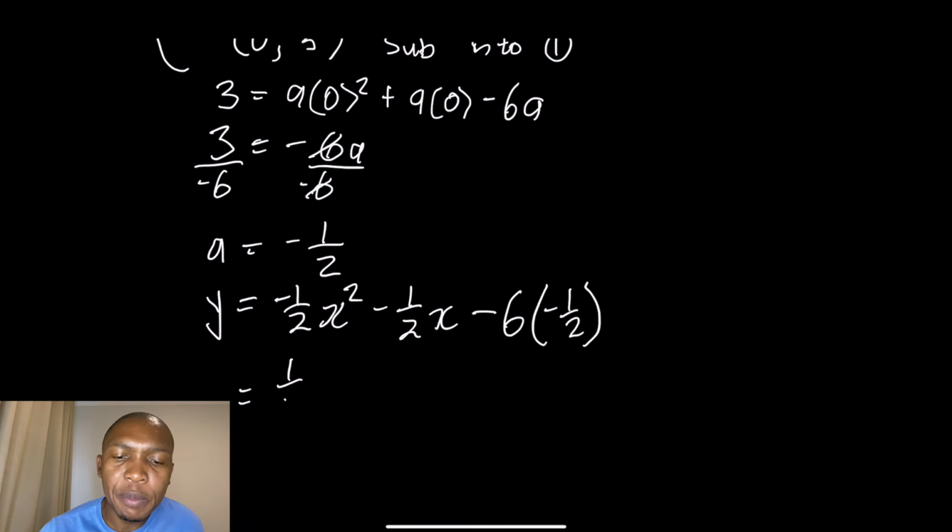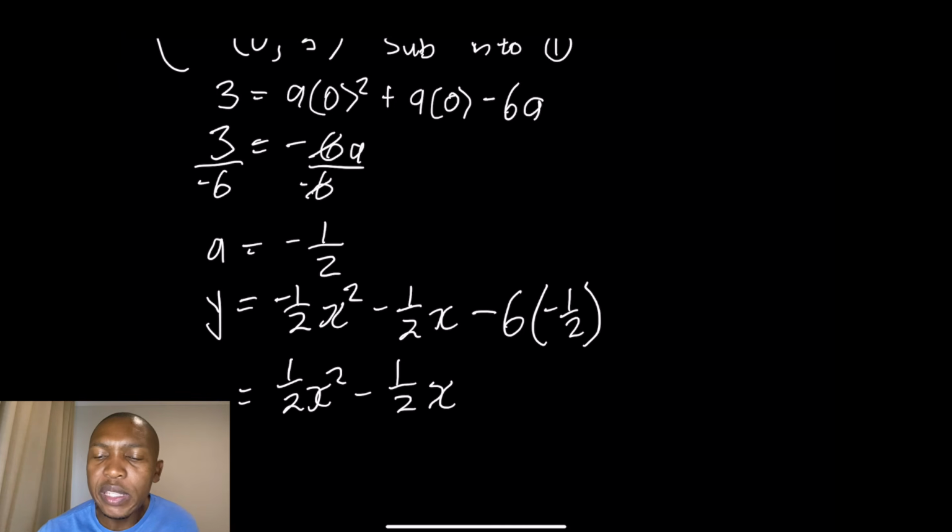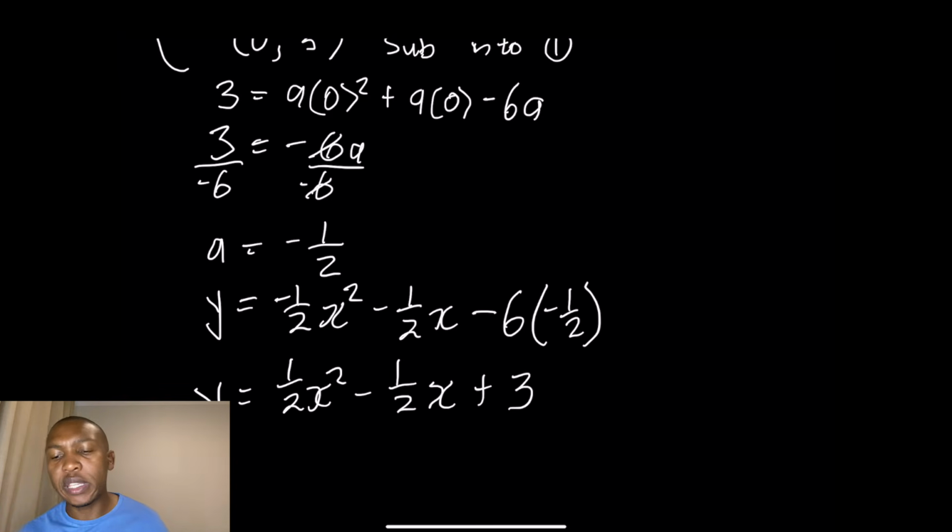So that's going to be minus a half x squared minus 1 over 2x, and 6 multiplied by half will give us 3. And it makes sense because they did say that the y-intercept is 3 and 0. And so that is the equation of our parabola. So that is how you would tackle such a question.